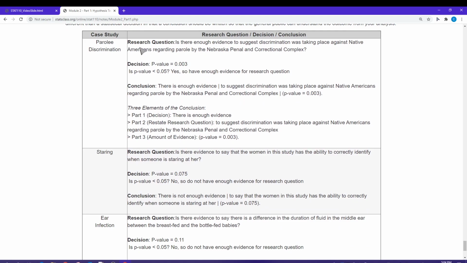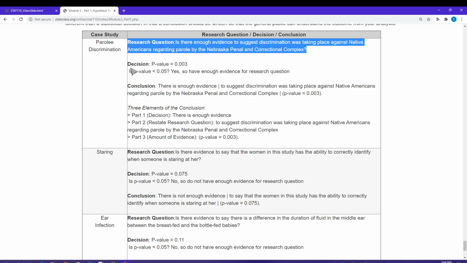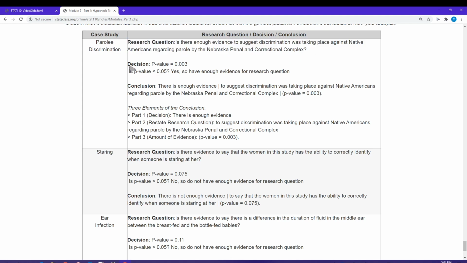So let's break out the three parts here for the parole example. We have the research question. We have the decision, which involves making an evaluation of our p-value against the 0.05 level. So here the p-value for the Native American discrimination case was 0.003. That's less than 0.05. Be careful there, don't use 0.5, but use 0.05. So we do have enough evidence for the research question.